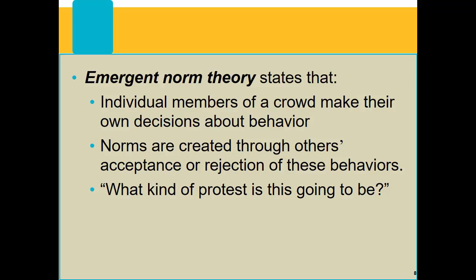Now, emergent norm theory is more helpful. Emergent norm theory states that individual members of a crowd make their own decisions about what the crowd is going to be like. So your social norms for the crowd are created via others' acceptance or rejection of such behaviors. So effectively, a group at a protest or any sort of group is constantly making micro decisions for the whole. What is this group going to be like?